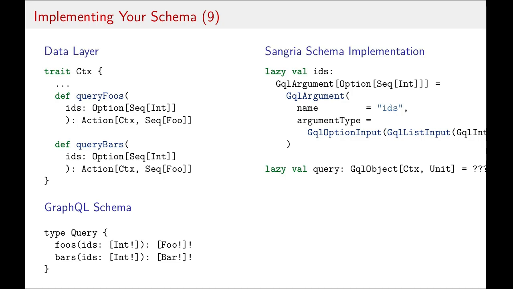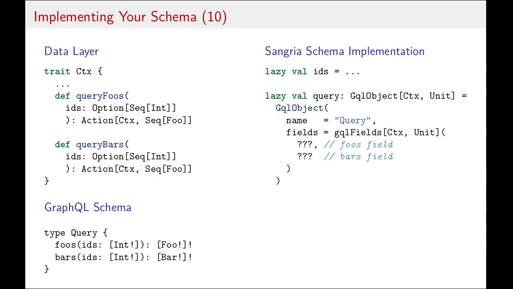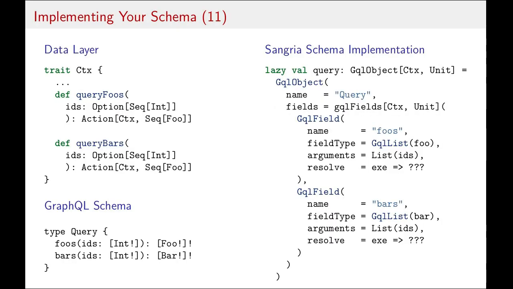So we have our query object that we still have to implement. If this is a GraphQL object, remember, we were using the macros earlier, but now this one we have to define by hand. So a GraphQL object whose name is capital Query, matching the spec. It's going to have two fields. This GraphQL fields is another library function, it's just their DSL. We need to define the foos field and the bars field.